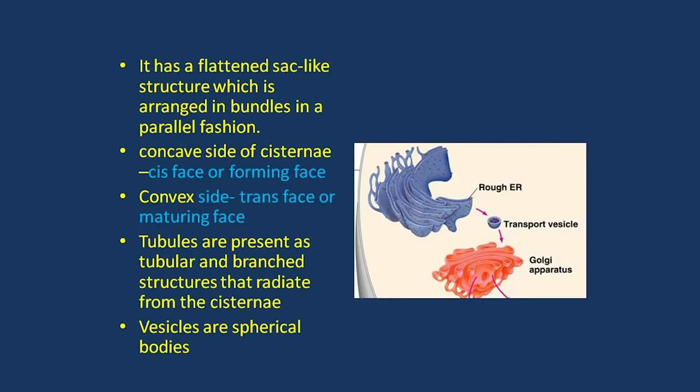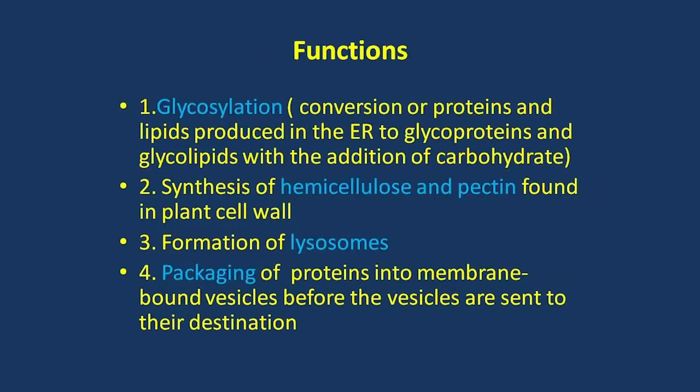Cisternae are flattened sac-like structures arranged in bundles in parallel fashion. The concave side of the cisternae is called the cis phase or forming phase, and the convex side is called the trans phase or maturing phase. Tubules are present as tubular and branched structures that radiate from the cisternae. Vesicles are spherical bodies.